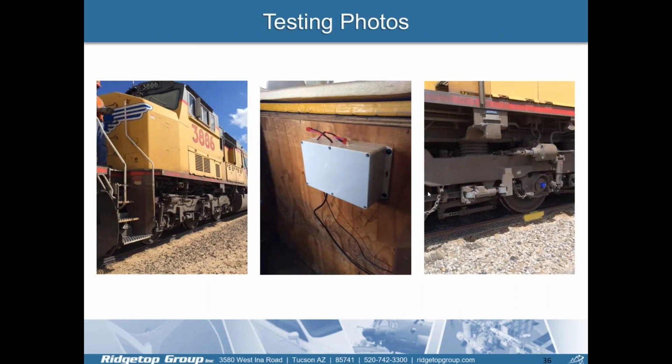So here are some of those testing photos. This is a very early revision of the gateway, much different now, but here you can also see RotoSense going over a particular type of weld. And this is the locomotive on which it was installed.